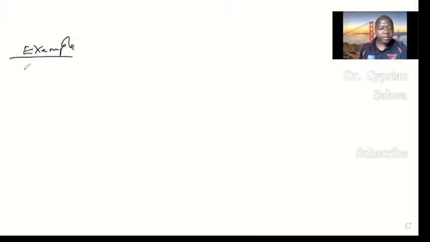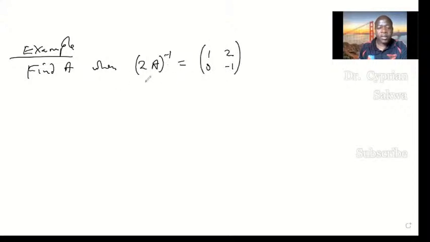The example is: find A when the inverse of 2A gives you 1, 2, 0, negative 1. So the question is, what is A? Again, I would use the theorem that we just learned, the last theorem. Get inverses on both sides.